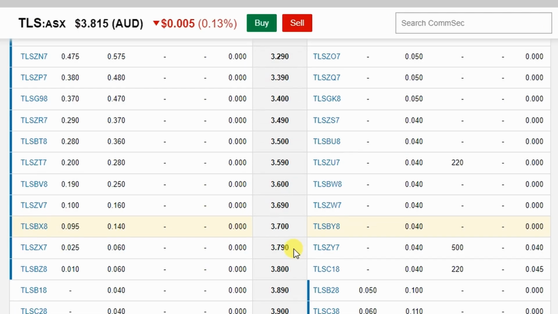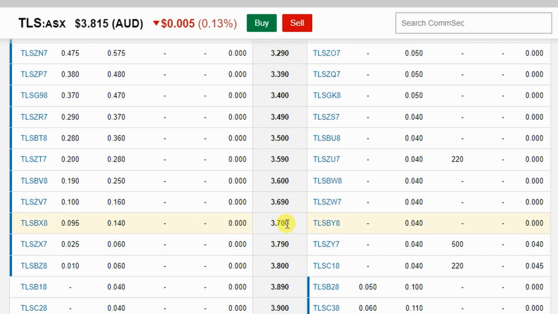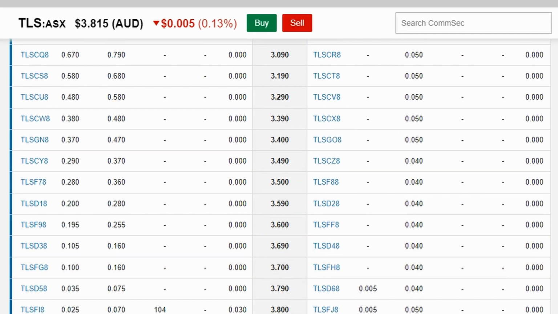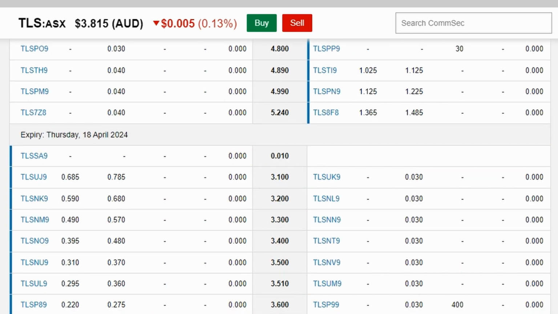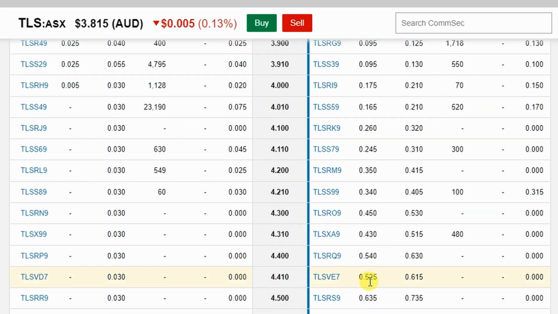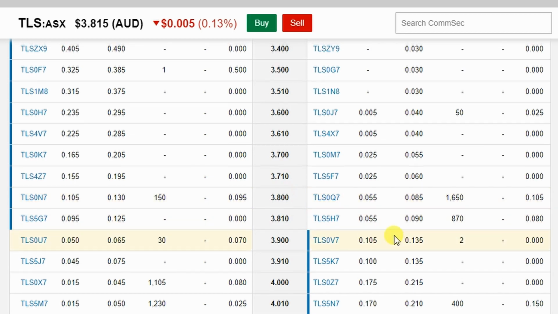Let's have a look. $3.70. Nothing traded here. Half a cent for $3.90. No way. Let's go down to March. These are piddly little stock options. 21st of March, April. That's next month now. $3.80 at the money's 4 cents. Not worth it. May, $3.80, half a cent, forget it.